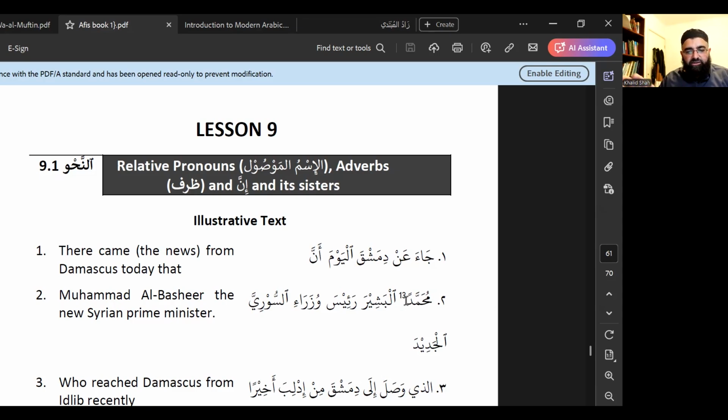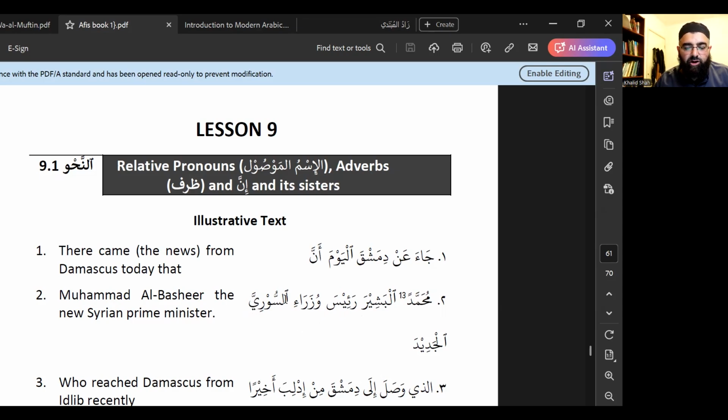Inna, Anna, Kanna. These are called the sisters. There's 6 of them. Inna, and it says Anna is one of the sisters. It makes a noun that comes after it be in a state of nasab as well, right? And hence the fathatain. Al-Bashir Muhammadan and Al-Bashira, that's his name, the Prime Minister of Syria at the moment, the new one. So Muhammad al-Bashira, Muhammad Bashir, they're talking about the same person. Muhammad, then Al-Bashira, Ra'is Wuzara'i, the head of the ministers, Prime Minister. This is mudaf ilayh, As-Suriya, right?